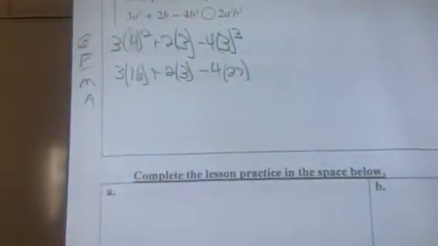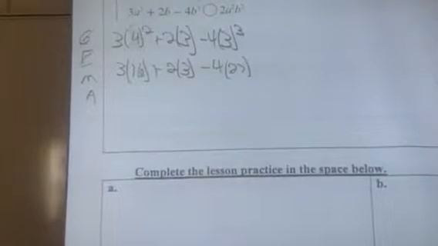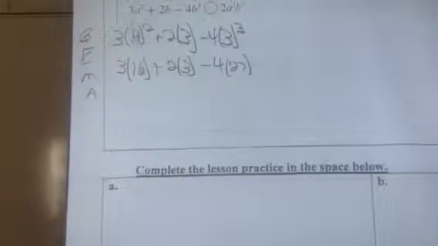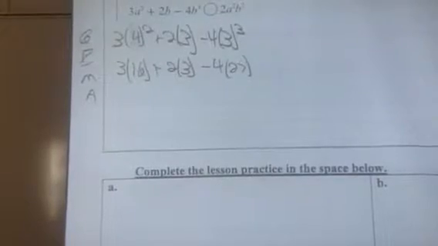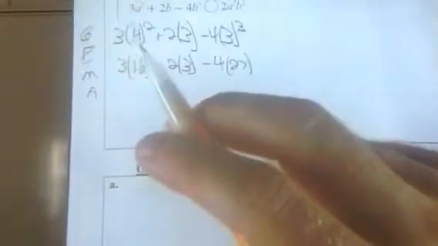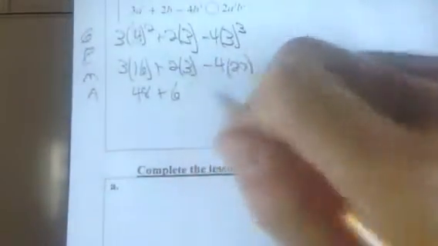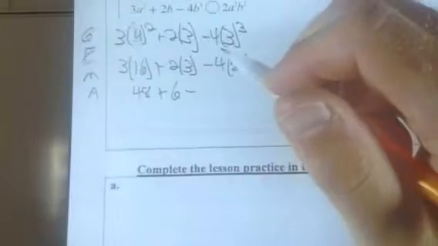4 squared is 16, plus 2 times, I'm going to bring everything else down, 3 minus 4, 3 cubed is 27. I don't have any grouping symbols or any more exponents. I've just got multiplication, subtraction and addition, so let's do all of the multiplication first. 3 times 16 should give me 48, plus 2 times 3 is 6, minus 4 times 27, which is 108.